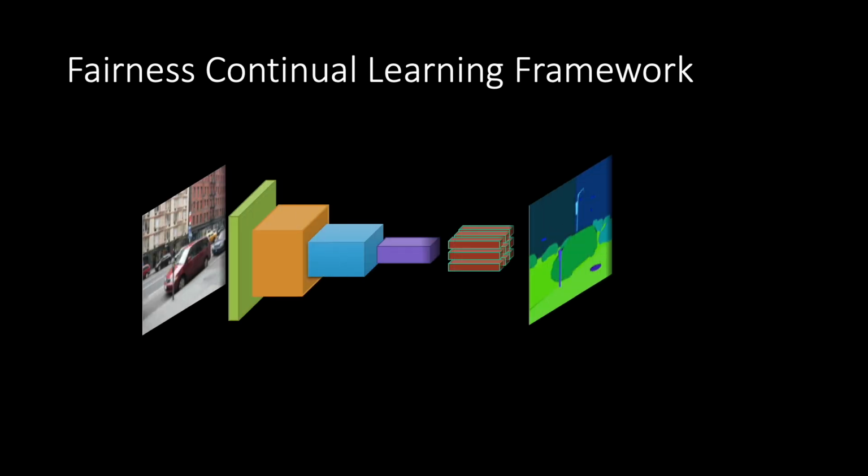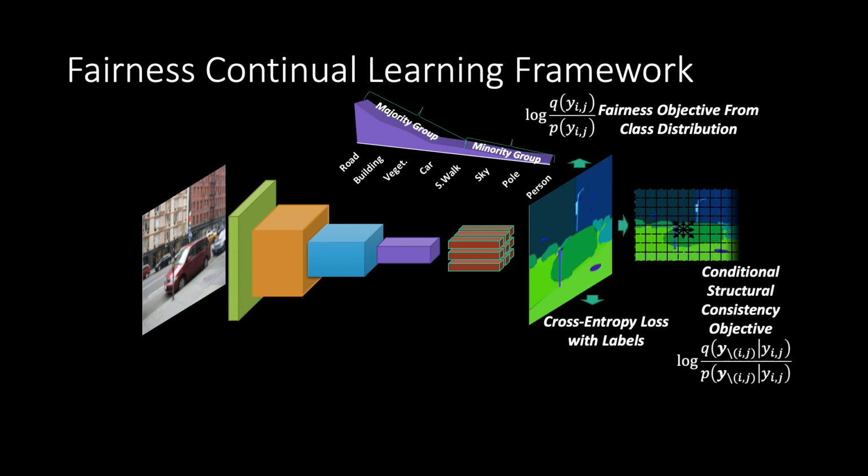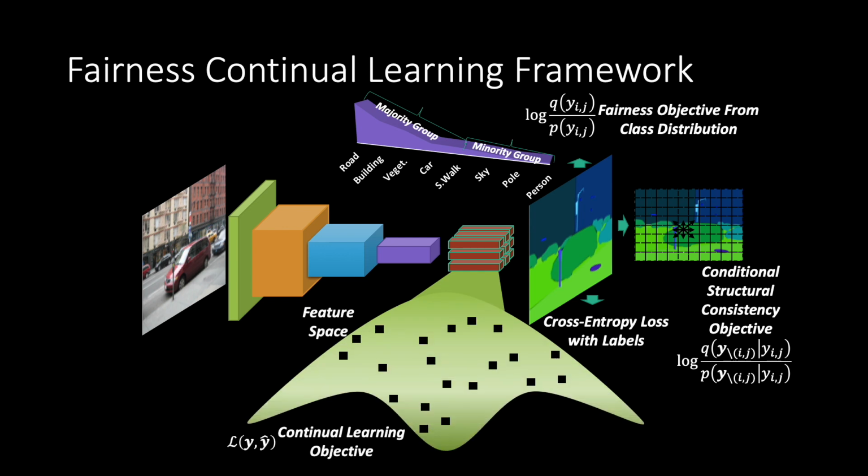Then, our fairness continual learning framework can be summarized as follows. Given an image, we predict the corresponding segmentation maps. Then, the cross-entropy loss with labels of the current learning task is imposed on the prediction, in addition to the fairness objective and the conditional structural consistency objective. In addition, the feature representation of predictions is further used to compute the continual learning objective.